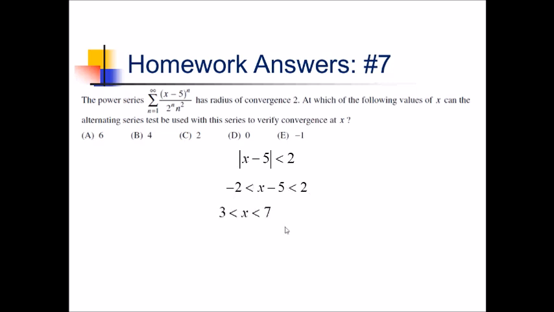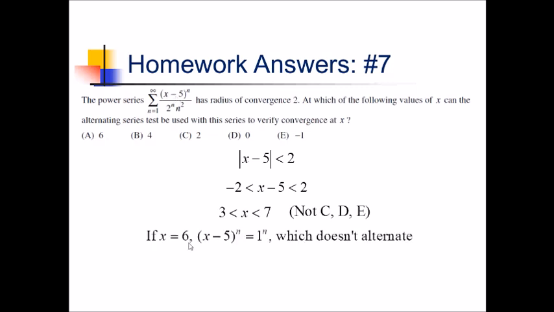Based off of that interval of convergence, we can eliminate any x values that are not at least at the border of this. So 2 is too small, so is 0, so is negative 1. Right away, C, D, and E are out of here. Now 4 and 6 are in this interval of convergence. Which of these can actually be used with the alternating series test to verify convergence? If we plug 6 into the original series, we've got 6 minus 5, which is going to come out to 1 to the n.